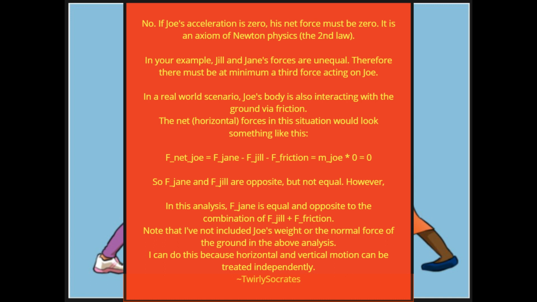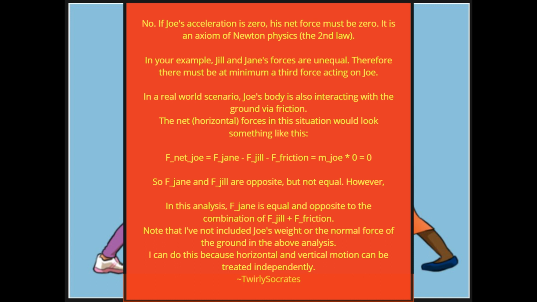In your example, Jill and Jane's forces are unequal. Therefore, there must be at minimum a third force acting on Joe. In a real-world scenario, Joe's body is also interacting with the ground via friction. The net, horizontal, forces in this situation would look something like this: F_net_Joe equals F_Jane, minus F_Jill, minus F_friction equals M_Joe * 0 equals 0, so F_Jane and F_Jill are opposite, but not equal. However, in this analysis, F_Jane is equal and opposite to the combination of F_Jill plus F_friction.